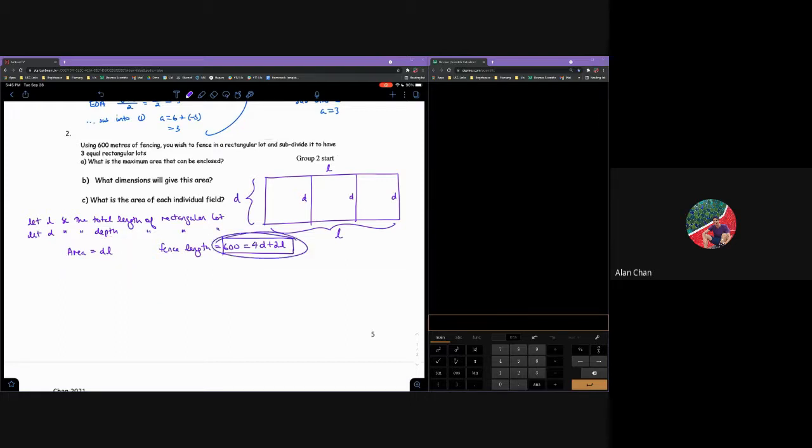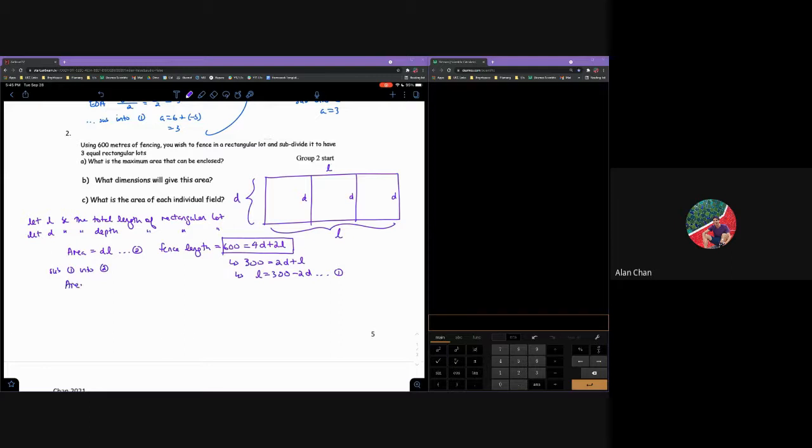Now, this over here is quite ugly. What can I do to make this a little nicer? Well, I could divide both sides by 2. What happens if I do that? Well, this turns into 300. Is equal to 2D plus L. And then we can isolate for L. L is equal to 300 minus 2D. Then we can call this 1. We'll call this 2. And we'll say sub 1 into 2.